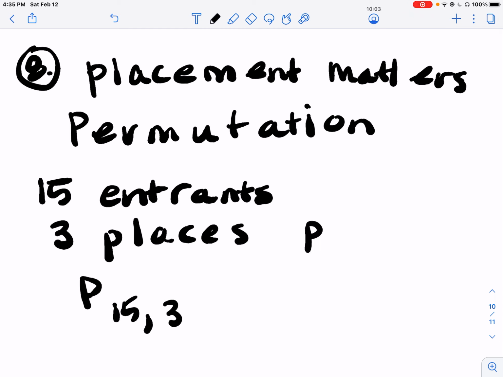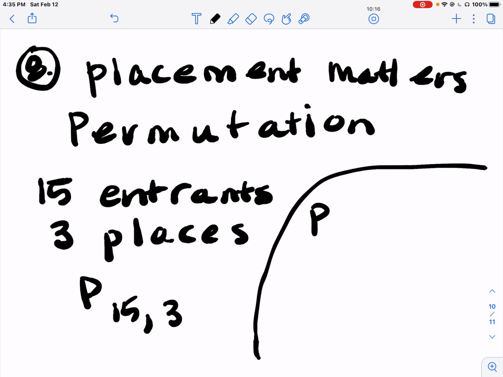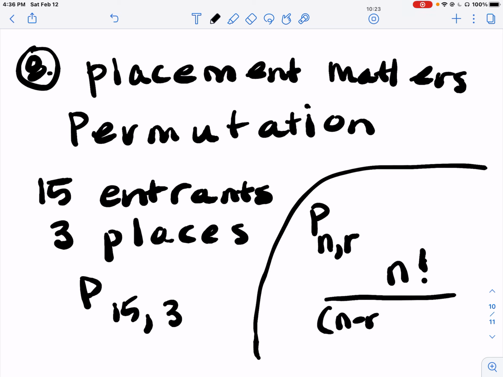The permutation formula of N, R, N factorial over N minus R factorial. Oops, sorry, that's just N minus R for the permutation. And then calculate it out like we did in the other one.